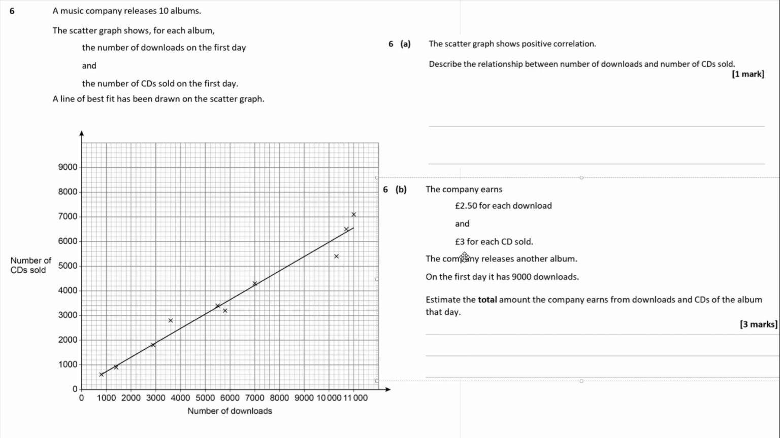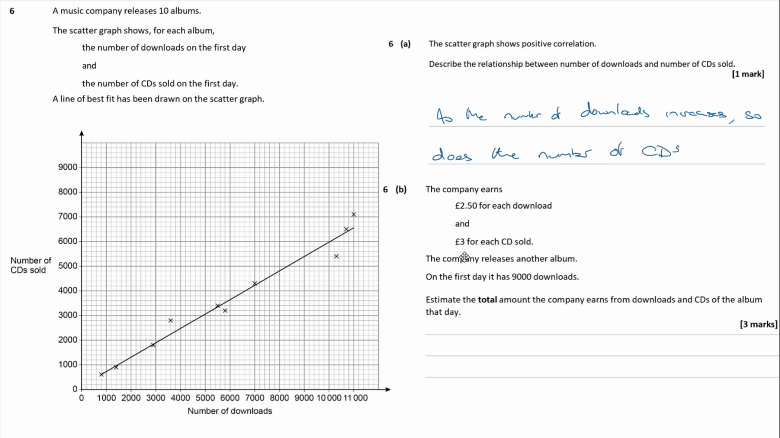Question A. The scatter graph shows positive correlation. Yes, it does. Describe the relationship between the number of downloads and the number of CDs sold. Okay, so if you're asked about correlation, it's either positive or negative, or no correlation. If you're asked about the relationship, you have to say, as one increases, does the other one increase or decrease? Here they increase, so I'm going to say, as the number of downloads increases, so does the number of CDs sold.